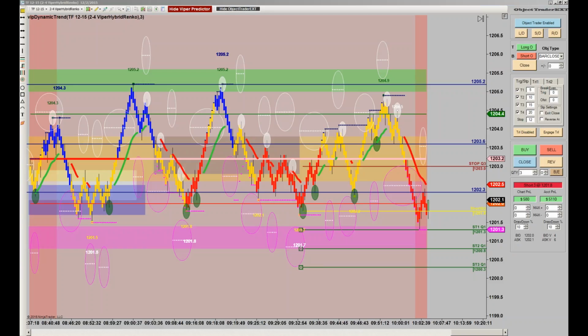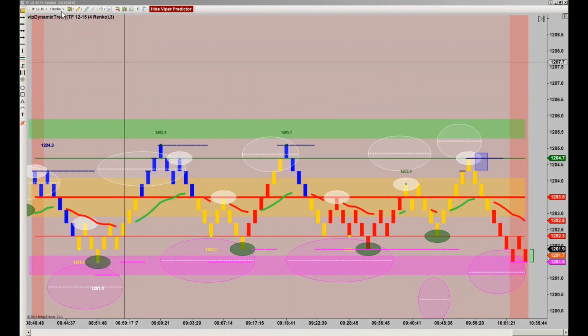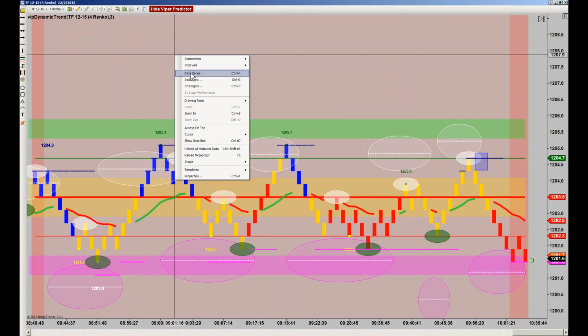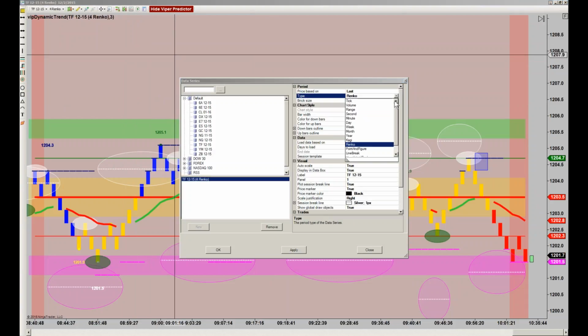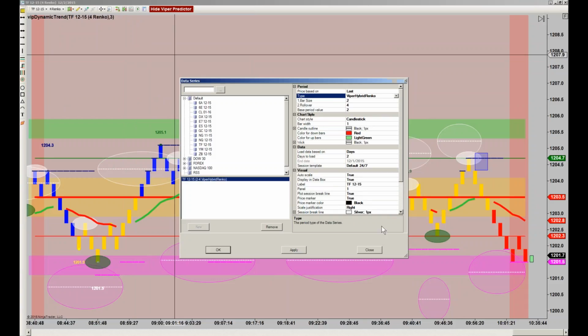Bear with me a second. Let's see, where'd you go? Here we go. All right, just one second. Let me get the Viper one up instead of the Renko here real quick. So you go to your data series, scroll down the list to Viper Hybrid Renko.